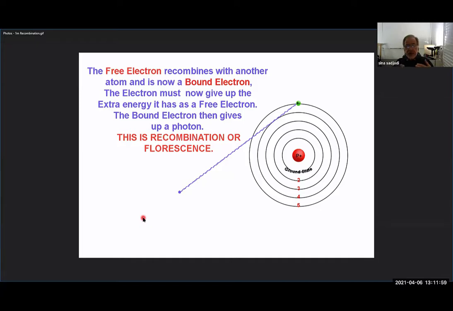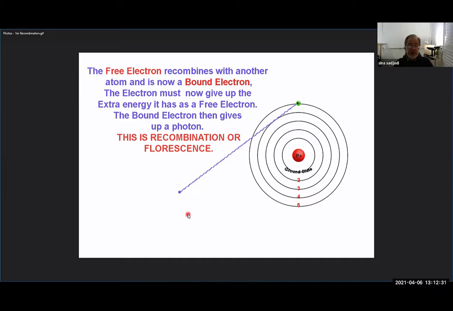And when they take them in, the electron has to give a photon. That photon represents the difference between the energy of a free electron and a bound electron. A bound electron is the one that is in an atom. So this guy just was a free electron. It joined another atom. Now it has to give up the extra energy that it had as a free electron. So light comes out.